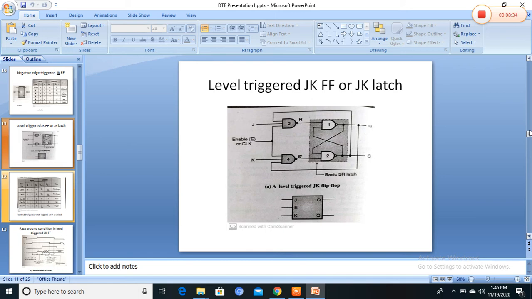This is exactly the same; only the circuit diagram changes between the level triggered and edge triggered JK flip-flop. In a level triggered flip-flop, the enable input is applied as a clock, and in an edge triggered one a clock signal is applied. This is the positive edge triggered JK flip-flop, and this is the level triggered JK flip-flop. Next is the race around condition in a level triggered JK flip-flop.